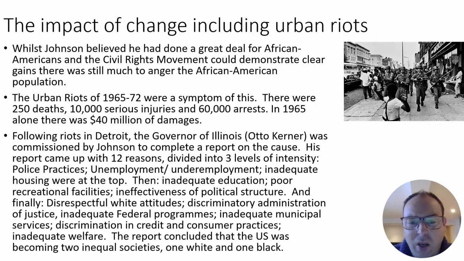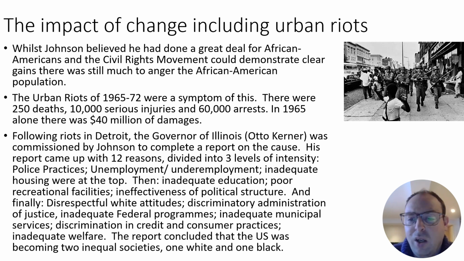In the next section, he talks about inadequate education, poor recreational facilities for the population, an ineffective political structure, particularly in addressing complaints and issues raised by the black community. And then finally, in the final tranche, as significant issues but not as significant as the earlier ones, he talks about disrespectful white attitudes towards the black community, discriminatory administration of justice, inadequate federal programs to support people, inadequate municipal services, so the stuff provided by the city, and discrimination in both credit and consumer practices.